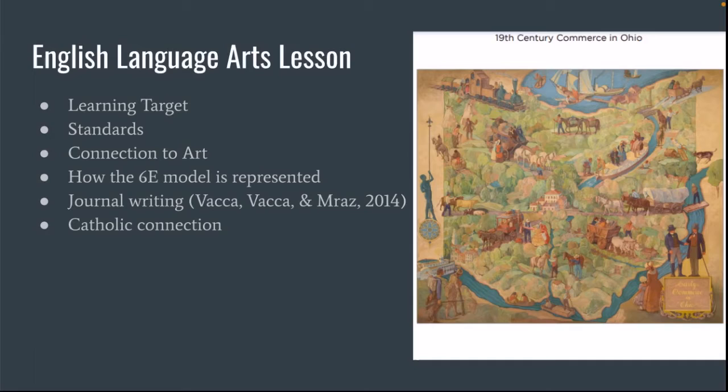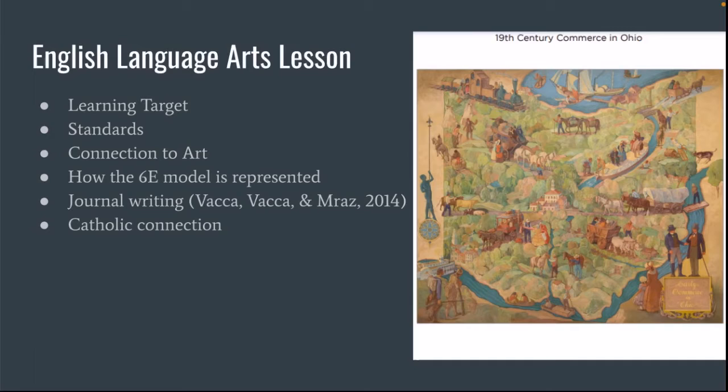Upon completion of this lesson, the students will be able to describe how Ohio's location and its transportation systems have influenced the movement of people, products, and ideas. Analyze artwork in order to compare and contrast transportation systems from the 19th century, 20th century, and 21st century, and identify the cause and effect based on the information in the social studies text. One of the standards chosen for this lesson was that the students will write informative explanatory text to examine a topic and convey ideas and information clearly.